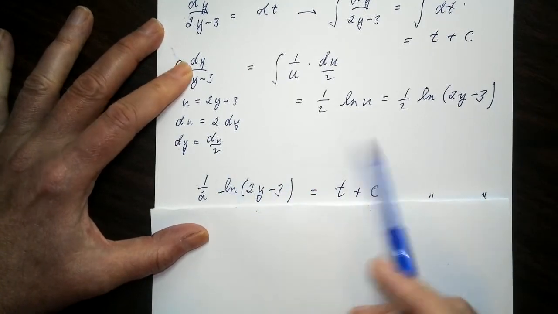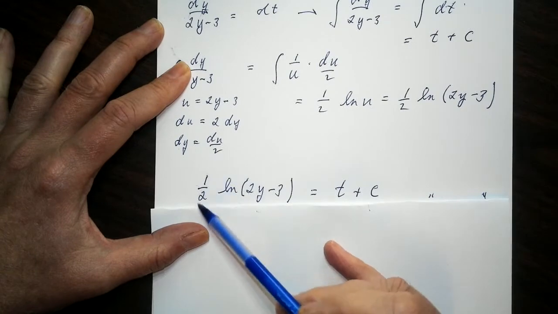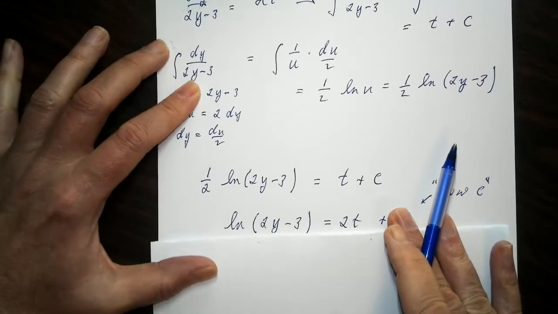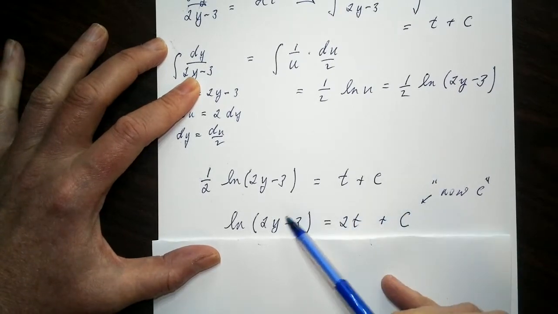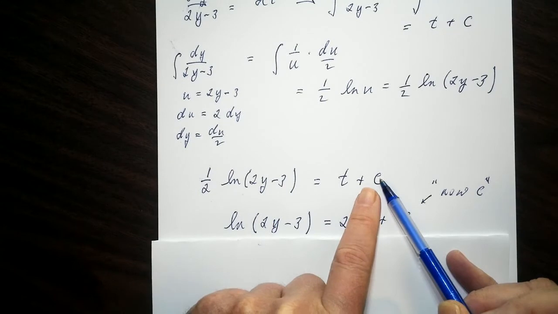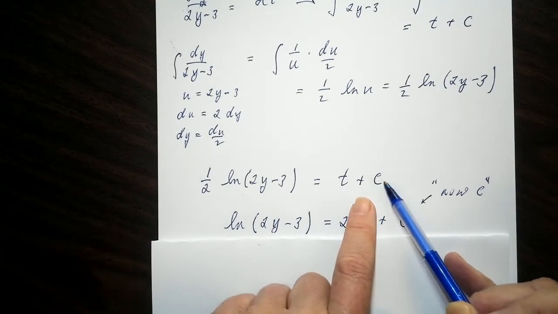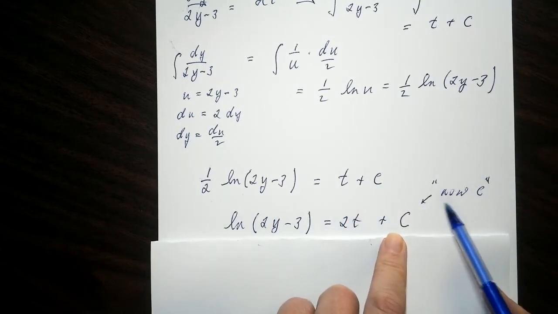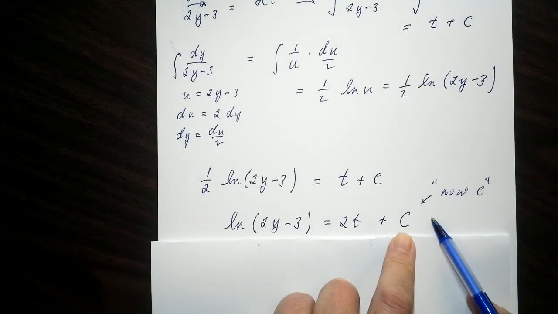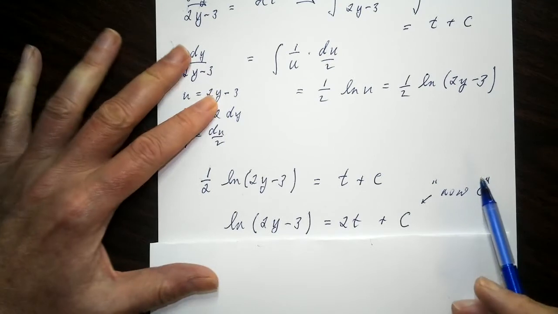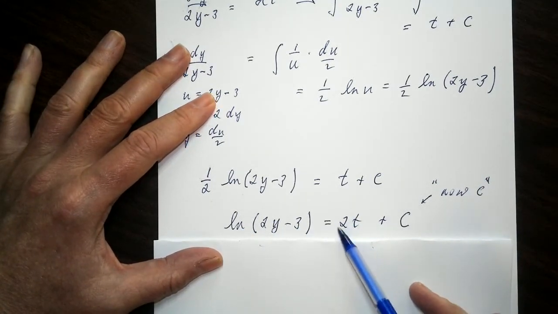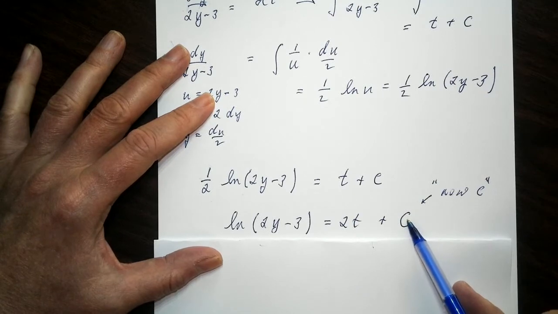So the first thing to do is to multiply each side by 2 so that we isolate the logarithm. So we have the natural log of 2y minus 3 equals 2t plus c. Now c is a constant, so 2c is a constant. So we're going to call this our new c again. Now we have the natural log of 2y minus 3 equals 2t plus a constant.